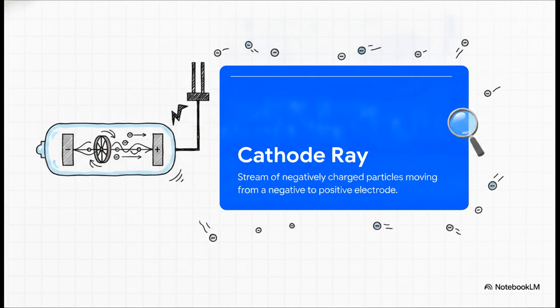Now here's the genius part. He put a super lightweight paddle wheel inside the tube, right in the beam's path, and the rays actually made the wheel spin. This was an absolute game changer. It proved these weren't just weird, intangible beams of light, they were physical, moving particles that actually had mass. And since they ran away from the negative side and rushed toward the positive side, they absolutely had to be negatively charged. Just like that, Thomson had discovered the very first subatomic particle, the electron.